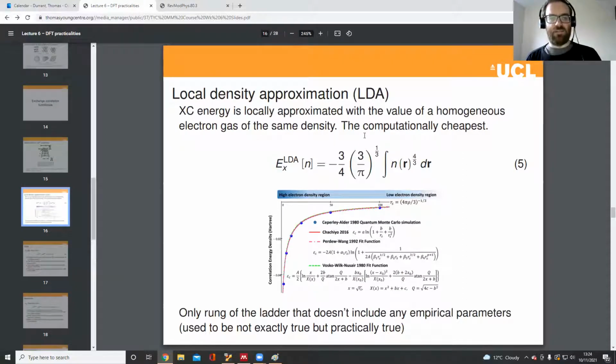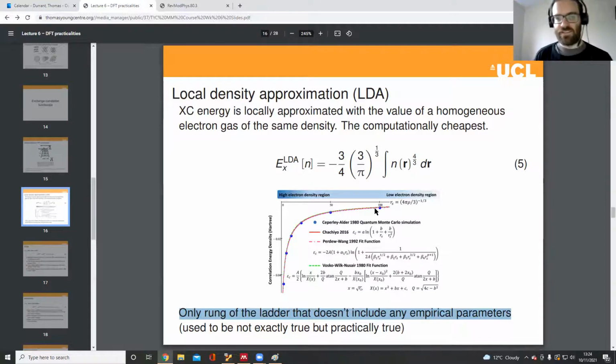Yeah, the LDA is, as I say, the simplest kind of practical approximation in DFT. And it's the only rung of this ladder that doesn't really include any empirical parameters. So essentially, practically speaking, there is basically just one local density approximation. Unlike all these other rungs of the ladder, there are not multiple choices of functional there. There are some slightly different parameterizations based on how these parameters are being extracted, but practically there's not much difference. You struggle to see the difference between these different fits that have been produced to LDA data.